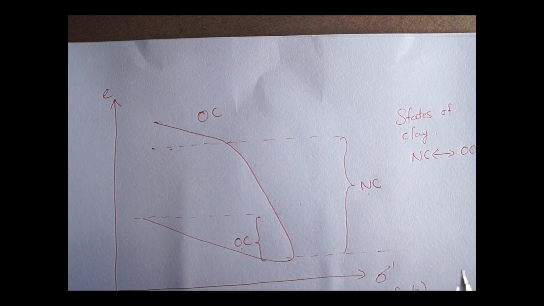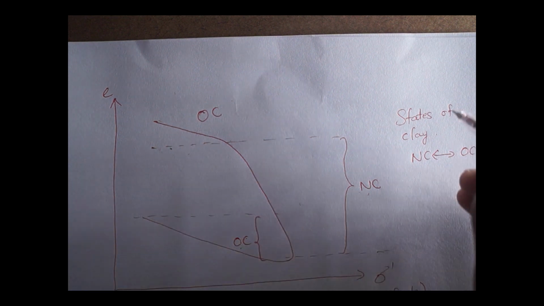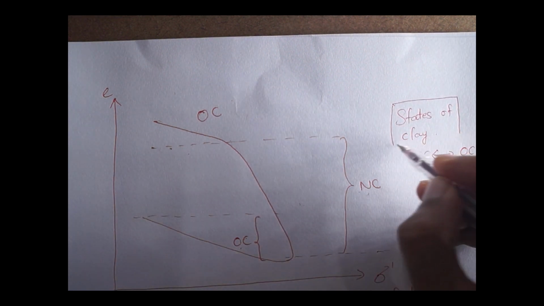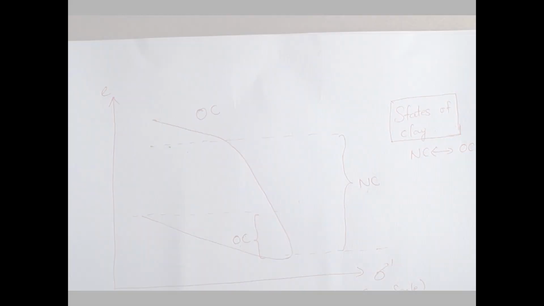For example, these are like the solid, liquid and gas states of water. Water can be in a solid state, liquid state and in gas state. Similarly, a clay can be in a normally consolidated state and it can change into an over-consolidated state, and it can even come back again into a normally consolidated state. It can change from one state to another state. Please keep that in mind. These normally consolidated and over-consolidated are just states of clay.